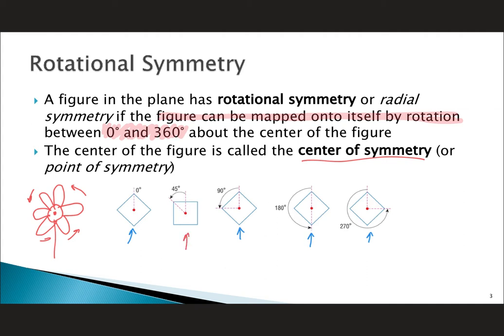45 is there almost as a counterexample. Just because something rotates doesn't mean it's mapped onto itself. There's specific degrees that the figure has to go to in order to map onto itself. You can't just spin it a little bit and say, there, see, rotational symmetry. No, it's got to be a specific degree. In this case, for our square, it's 0, 90, 180, and 270.